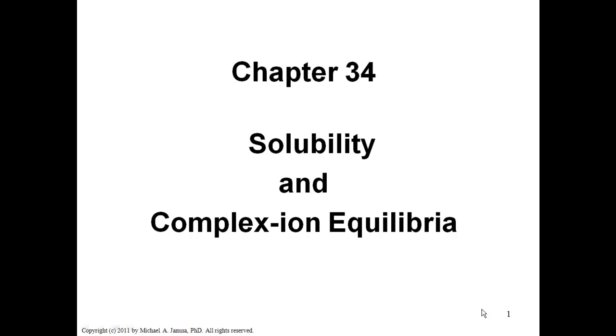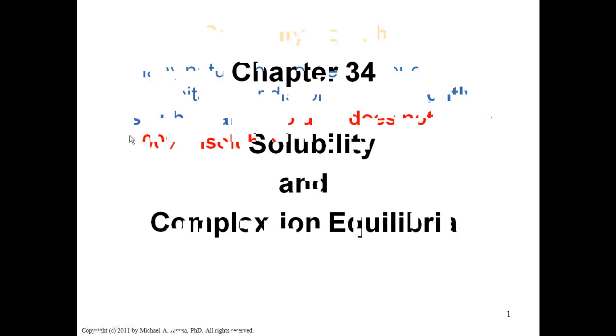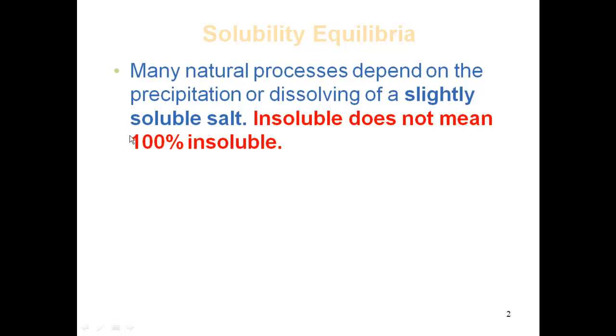And now we're going to cover chapter 34, which deals with solubility. Many natural processes depend on the precipitation, that is, the forming of a solid, or dissolving of a slightly soluble salt. Insoluble does not mean 100% insoluble. By definition, when something is classified as an insoluble salt, that means that less than 0.01 molarity of it goes into solution. So that means that some of it still is dissolved in solution, some small amount, 10 to the minus third, 10 to the minus seventh, some small amount.